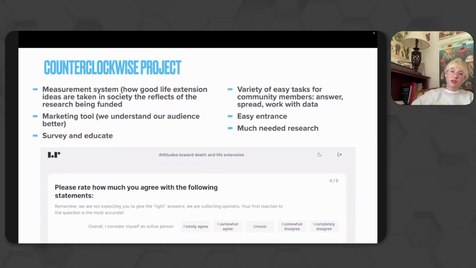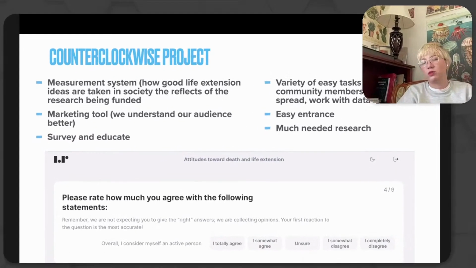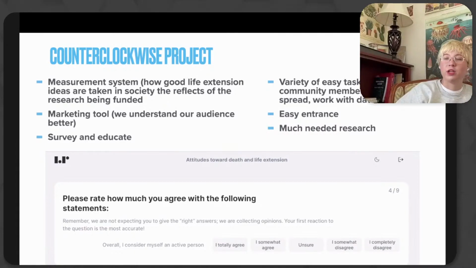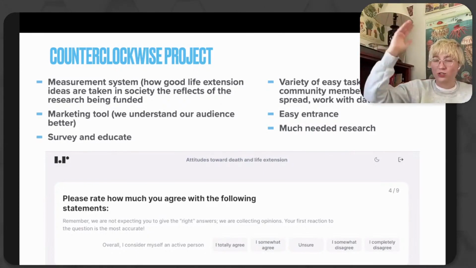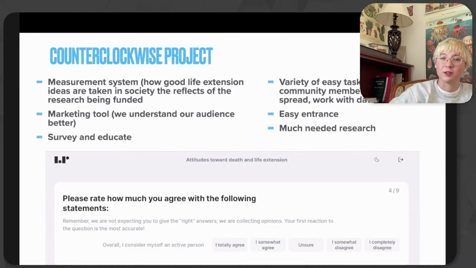So yeah, this is our research project. At the top, you can see the example. This is the first question: Overall, I consider myself an active person. And this is a standard scale. You totally agree, you somewhat agree, you're unsure, you somewhat disagree, you completely disagree. And this will be the same answers for all the questions. That's why it doesn't take you long. You just go through this, and you get used to the flow quite easily.